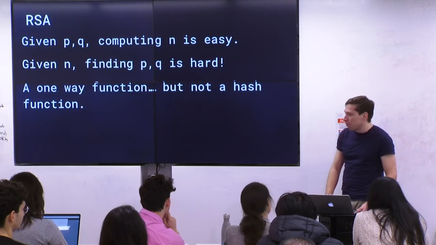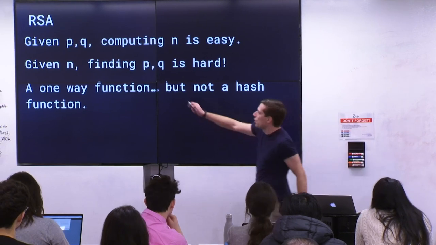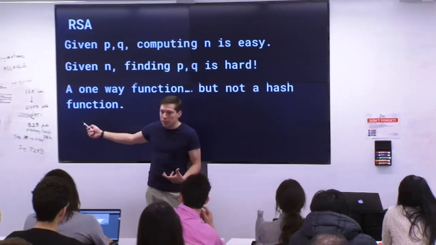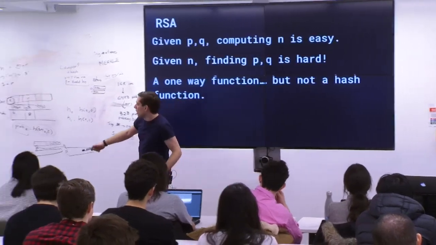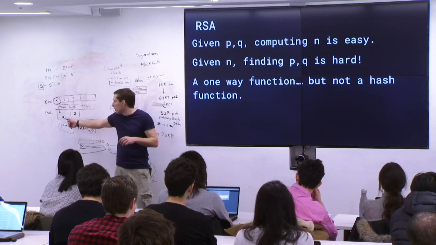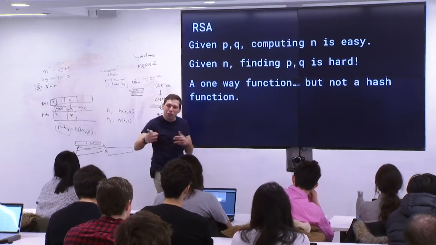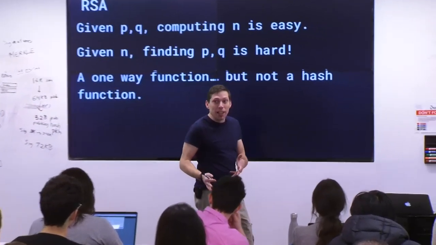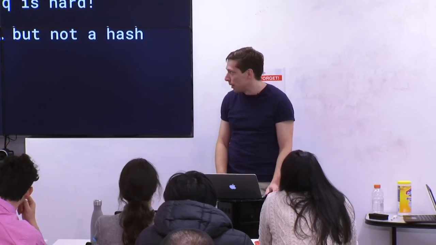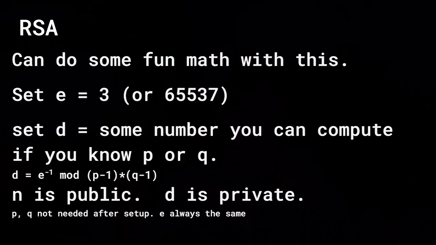But it has different properties. You could say, I'm going to use this P times Q equals N as a hash function and make a Lamport signature out of it, where my private key is a whole bunch of P and Q pairs, and my public key is a whole bunch of N's, and I reveal them and so on. You could do that. That would work. But you can do much more powerful things because of the mathematical properties of these things.